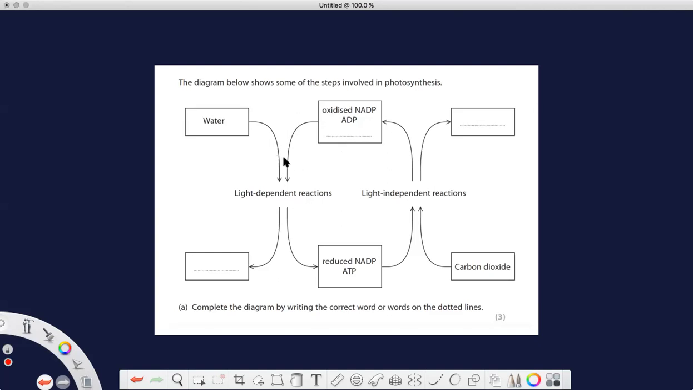Now, in the light dependent reaction, you can see what the products are. Here one is oxidized NADP and ADP. So 3 products are formed. One is oxidized NADP converting into reduced NADP. You can also write NADPH. If you write NADPH, it is the same thing, indicating reduced NADP. If you do not write NADPH, then you can write reduced NADP. Both words are the same. And then ADP converts into ATP.